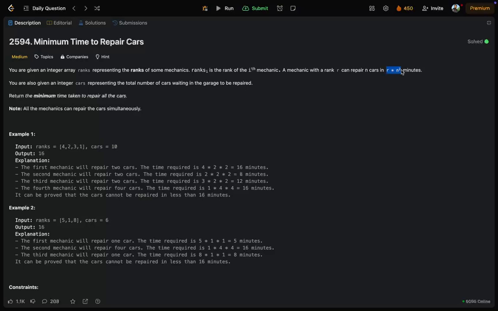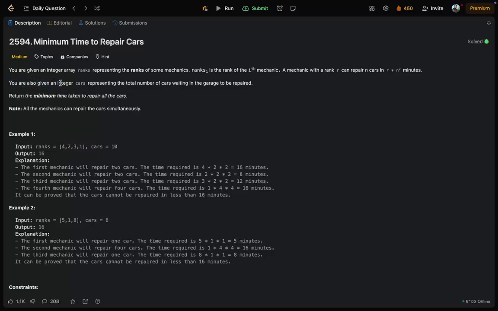Okay, so suppose this mechanic will repair one car. How much time will it take? It will take rank multiply number of cars square. So rank 4 multiply 1 square. If he wants to repair 2 cars, it will be 4 multiply 2 square. If he wants to repair 10 cars, it will be 4 cross 10 square.